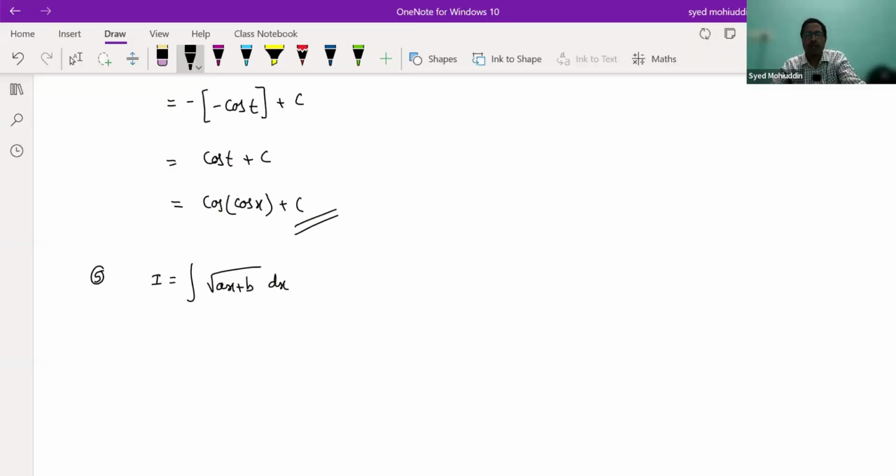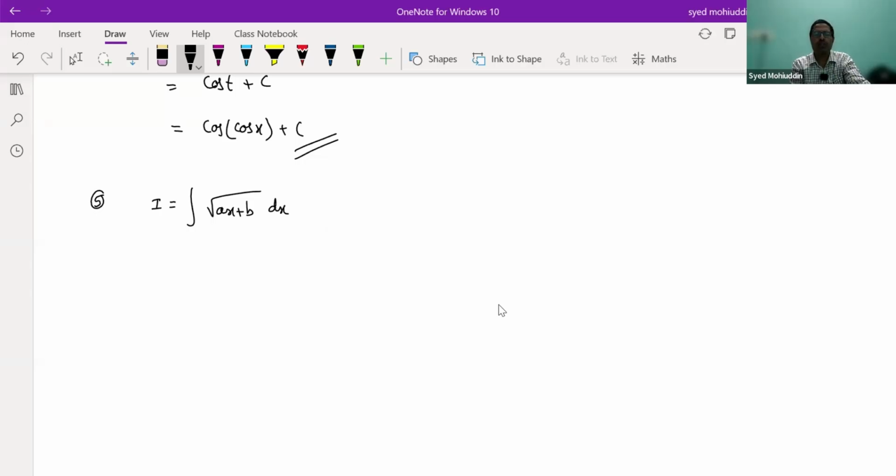Now another integral that we are having, we have to evaluate this integral. Square root of ax plus b. Again, the substitution is because under root whatever the value is or under square whatever the value is, you have to take that value to be equals to t, right? So put the value of ax plus b to be equals to t. So we'll try to differentiate this one.